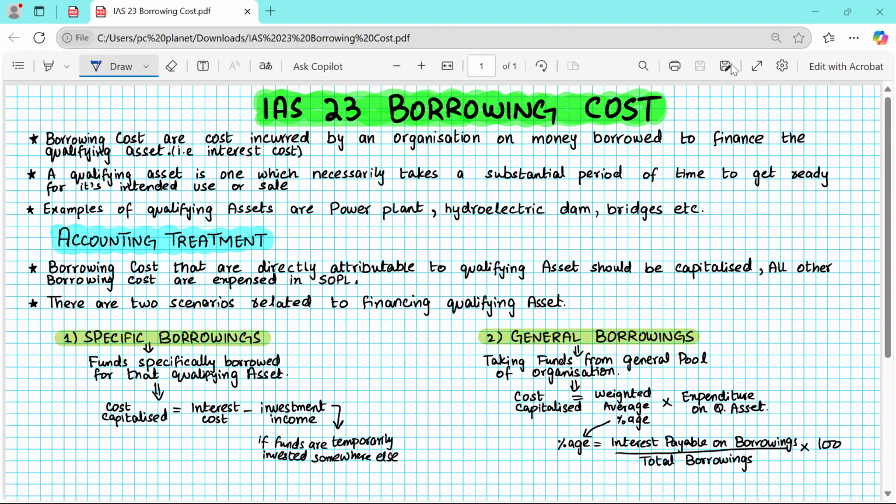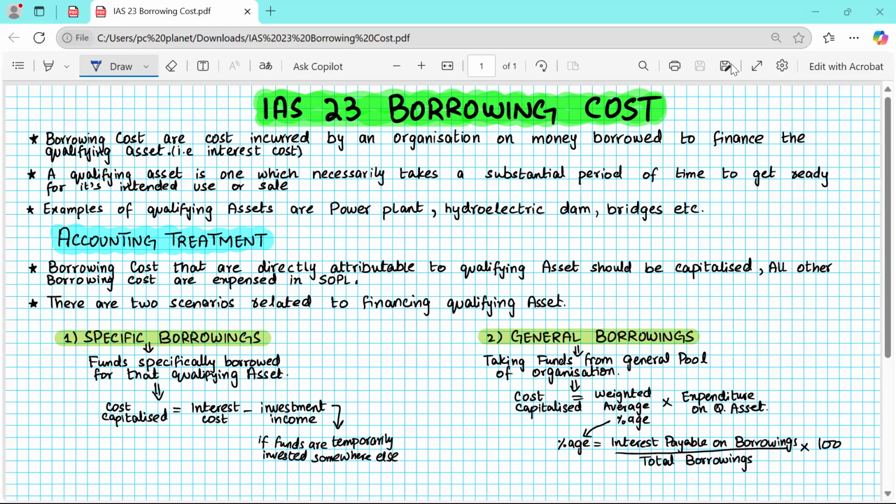Now, what is borrowing cost? Borrowing costs are costs incurred by an organization on money borrowed to finance the qualifying asset. So basically, you have borrowed the money, let's say from a bank. Okay. And why did you borrow that money? Because you need to finance some asset that is known as a qualifying asset. Now, what a qualifying asset is, we are going to talk about that. But you have taken finance from the bank, and you are using that on a qualifying asset.